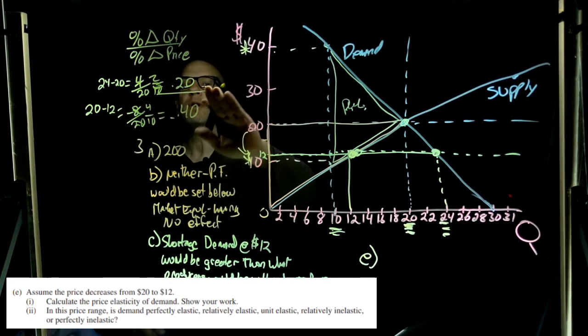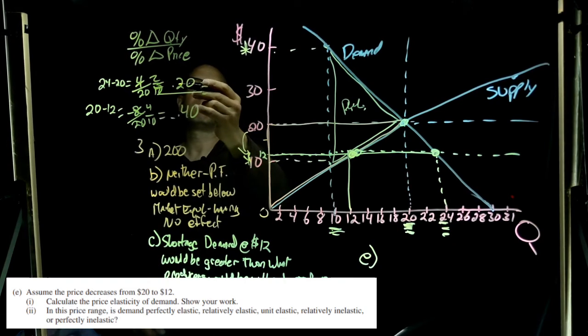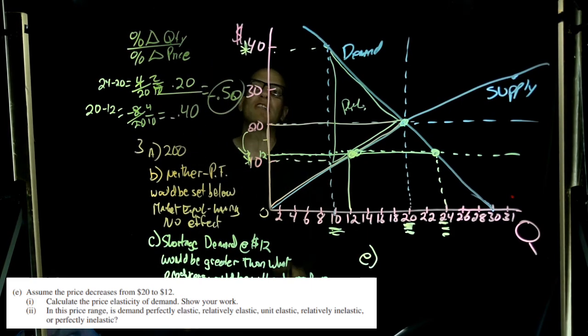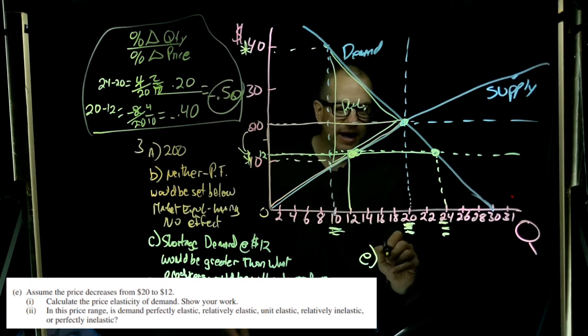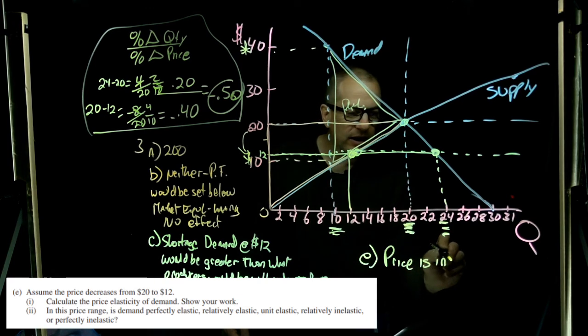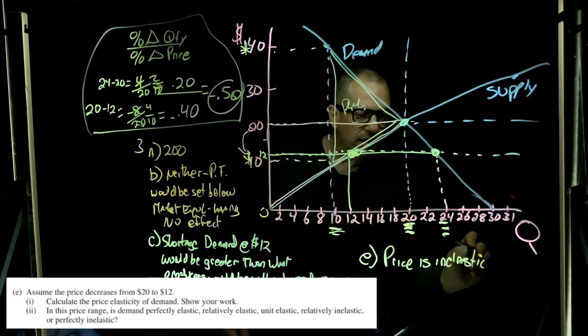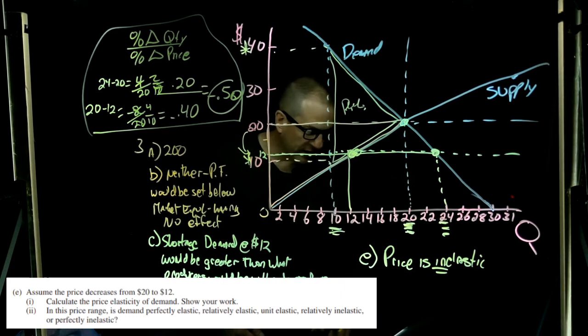And this would equal, all right, if we put 0.20 over negative 0.40 would give us a negative 0.5 or 50%, all right? So we would look at this and say, well, it's below 1 here, all right? Here showing our work that price is inelastic, okay? In this particular case here.